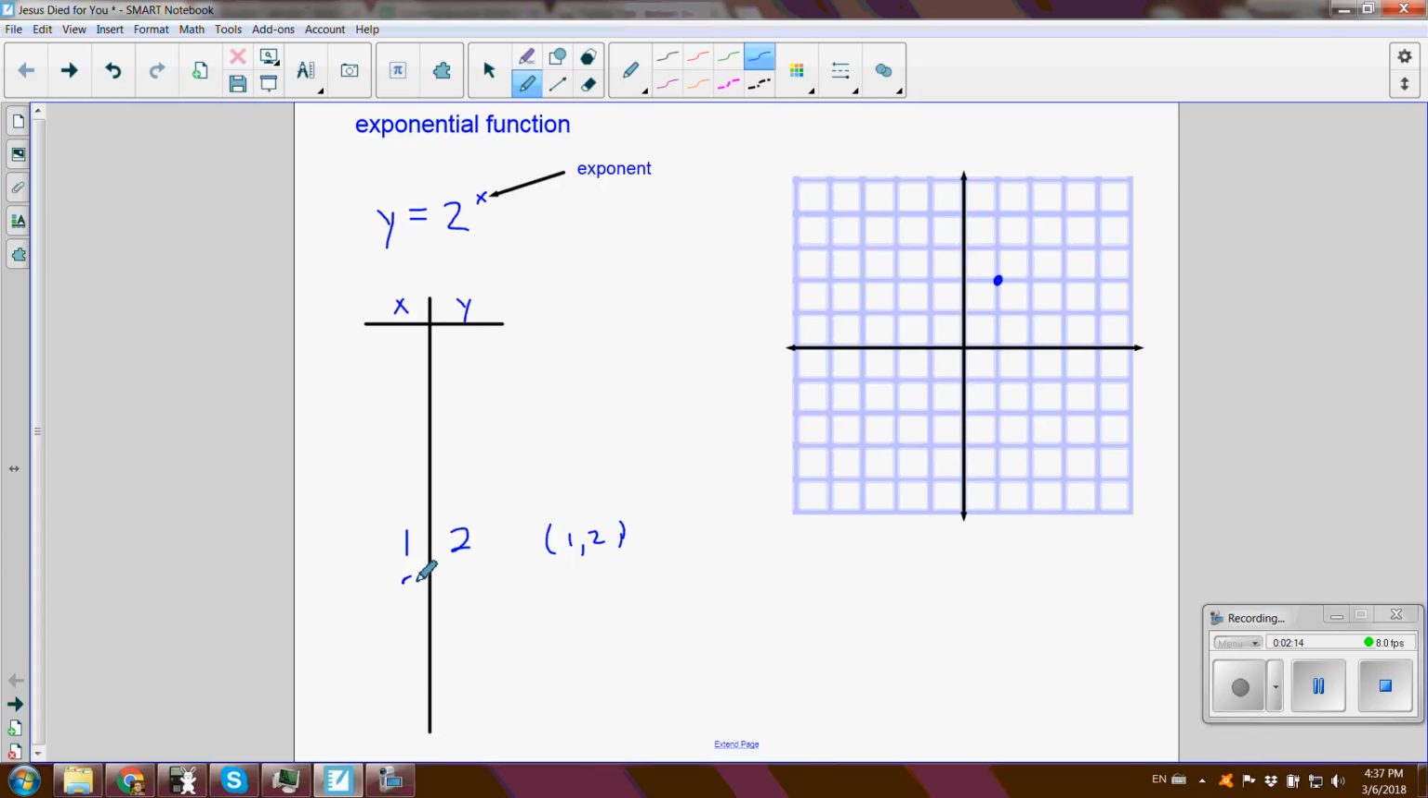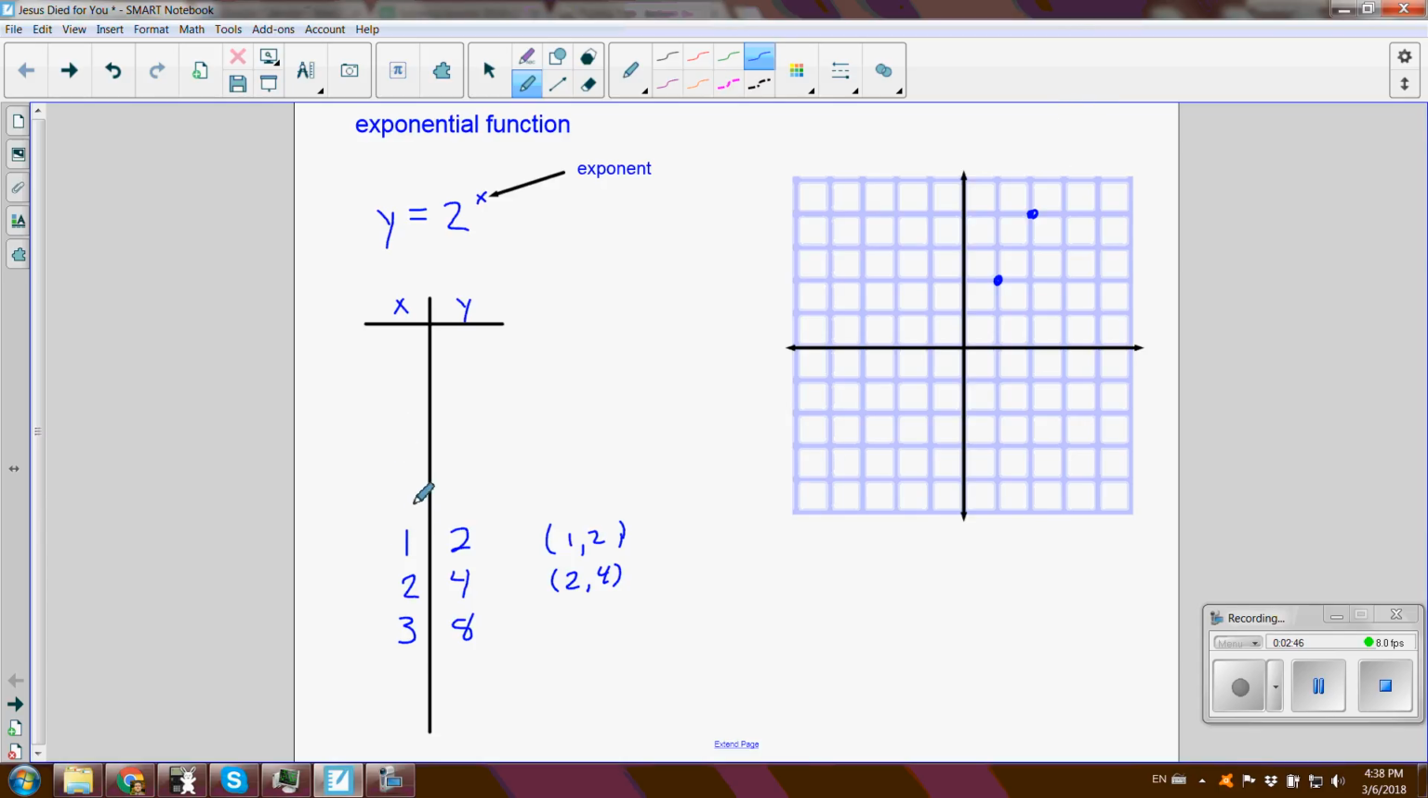How about if x equals 2? y would equal 2 to the second power, or 2 squared, or 4. So we have the point (2, 4). If x equals 3, then y would equal 2 to the third power, or 8. Now, I don't have room on this coordinate plane to get all the way up to (3, 8), but it will be way up there.